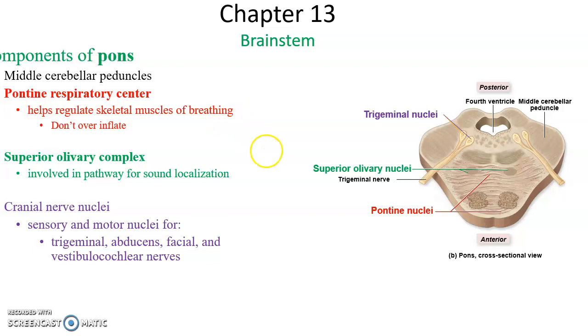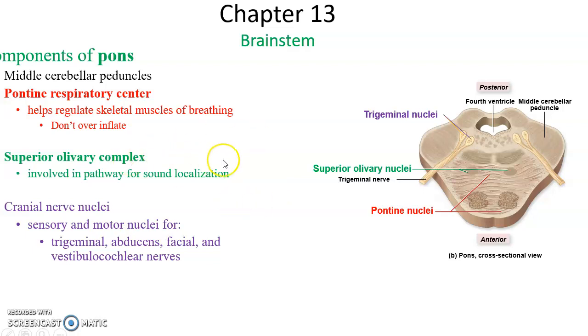If you look inside the pons, you see that it has the pontine respiratory center. Pontine respiratory center helps to regulate the skeletal muscles of breathing, basically to make sure that we don't overinflate our lungs. Nobody wants to damage the lungs by breathing in too deeply. It also has the superior olivary complex. That is involved in the pathway for sound localization, so it helps us know where a sound came from.